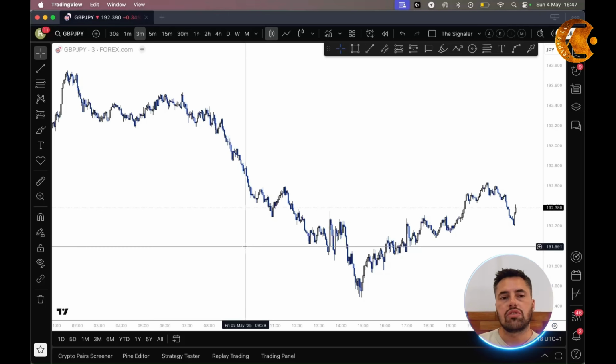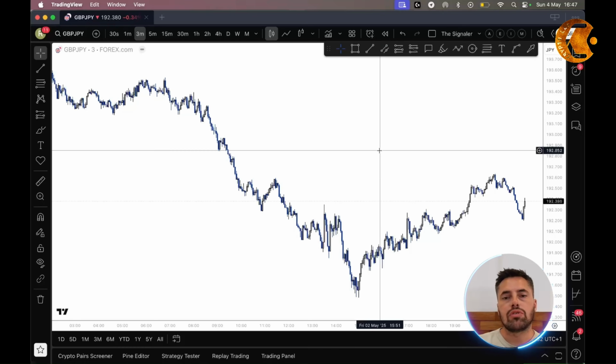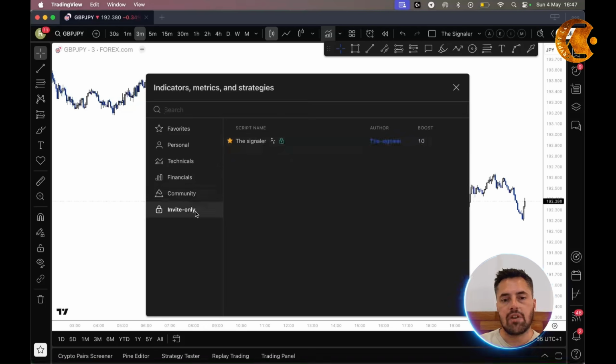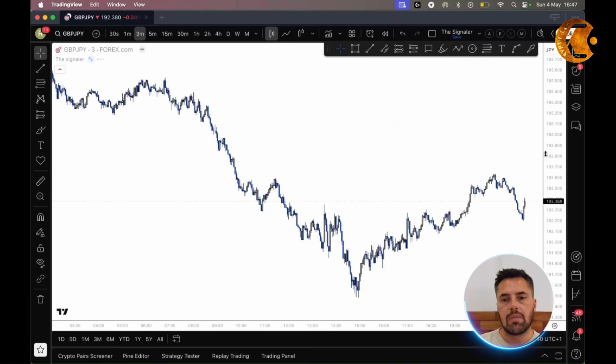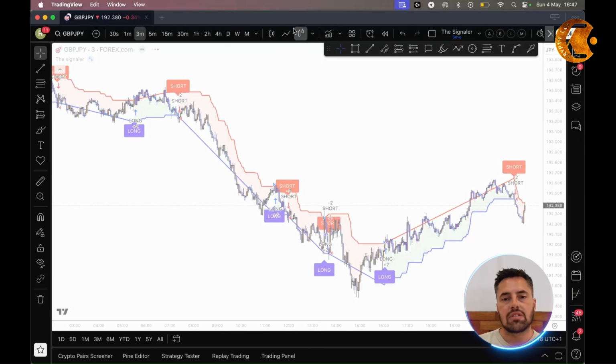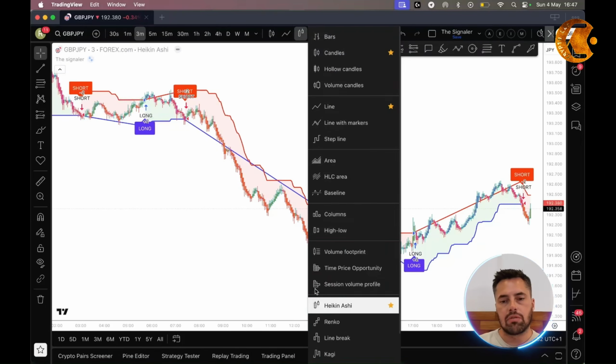So we are on GBP JPY on the 3-minute time frame. As you can see here, it is currently just a normal chart. To put the indicator on, we go up here to this button and invite only, and you click the signaler onto your screen. Minimize this and you have the indicator here. Now, one thing that we do like to use this indicator with is the Heiken Ashi candles, and these are right here. If you cannot find them, it is in this drop down right here.